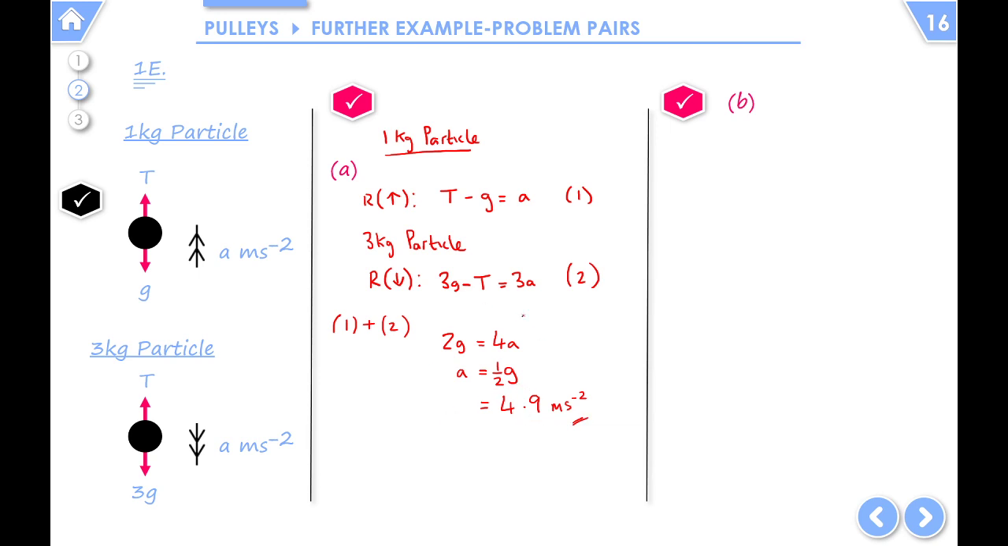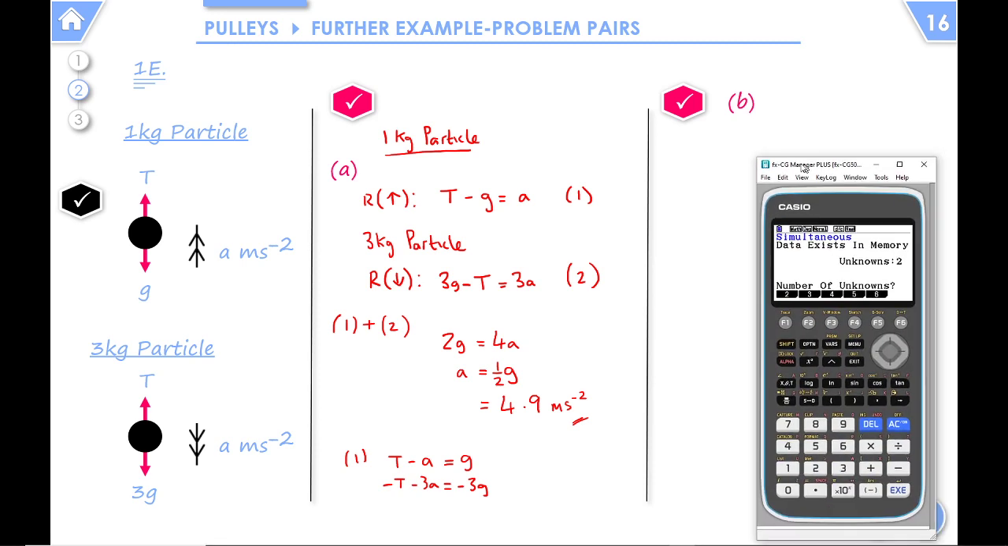An alternative way of solving these simultaneous equations, it's not necessarily quicker with these, but it's something that's worth being aware of. If I take these equations, first of all, remember G is just a number. So I'm going to take equation 1 and rewrite it as T minus A, so move the A onto the other side, equals G. And then the other one, I'm going to do the same thing. I've got a minus T on the left hand side. Move the 3G over to the other side. I'm going to have minus 3A equals minus 3G. Now I could have moved them all over and not had the minuses there, but I was trying to keep the sides consistent. And then I can go into my graphical calculator.